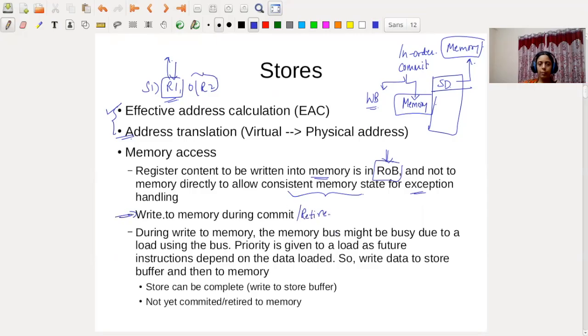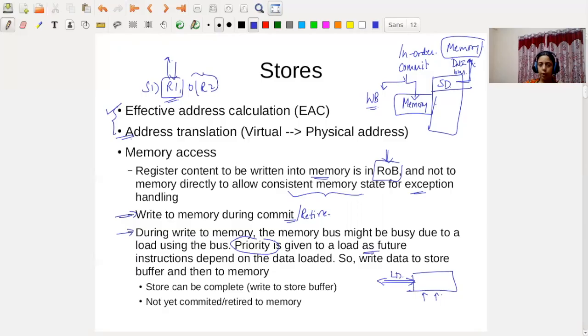So stores write to the memory from the reorder buffer in the commit stage and not before that. And when we are writing this store to the memory, it is possible that the data bus is busy because a load is using it. A memory is going to have a common bus, and you have reads and writes as control signals. So if the load is using this data bus, we are going to allow the load to have priority.